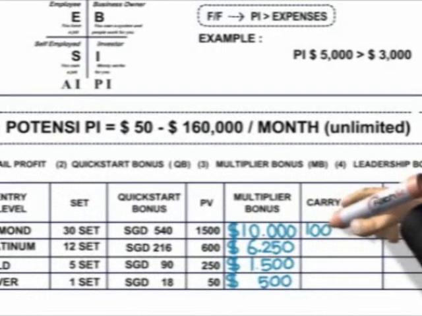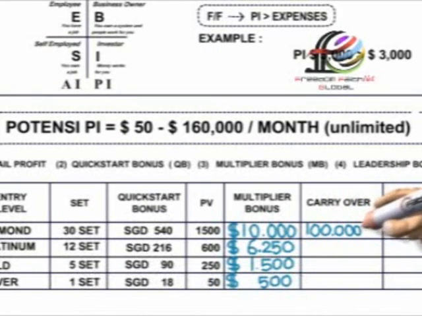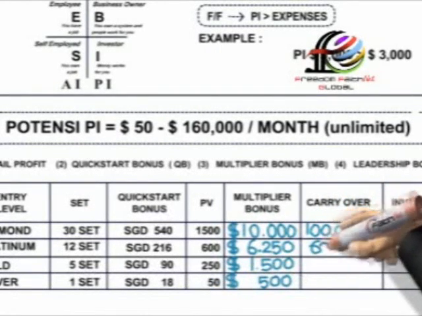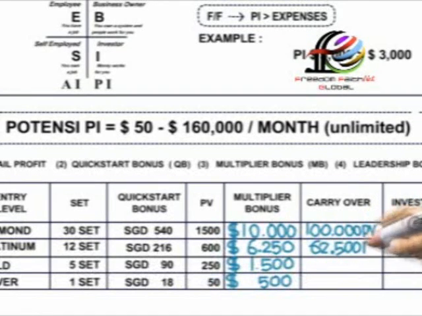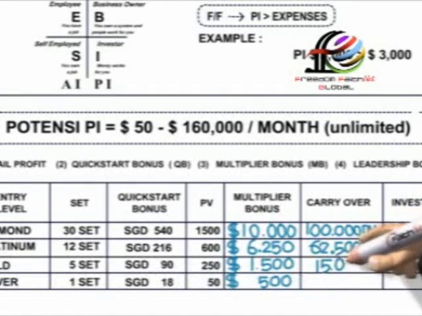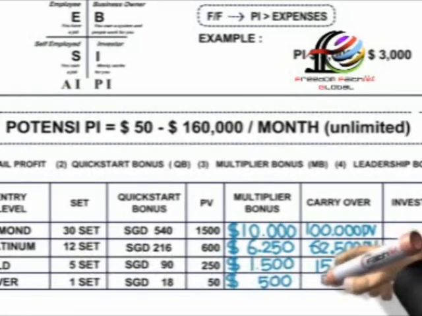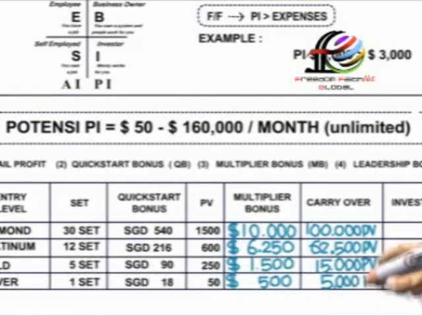Carryover for the Diamond is 100,000 PV. For Platinum is 62,500 PV. For Gold is 15,000 PV. And for Silver is 5,000 PV.